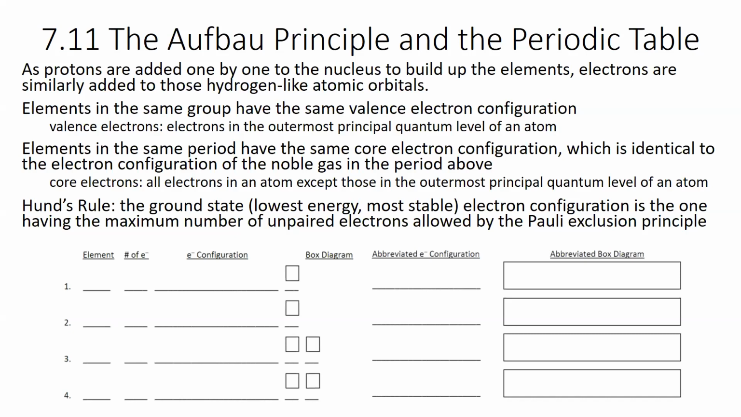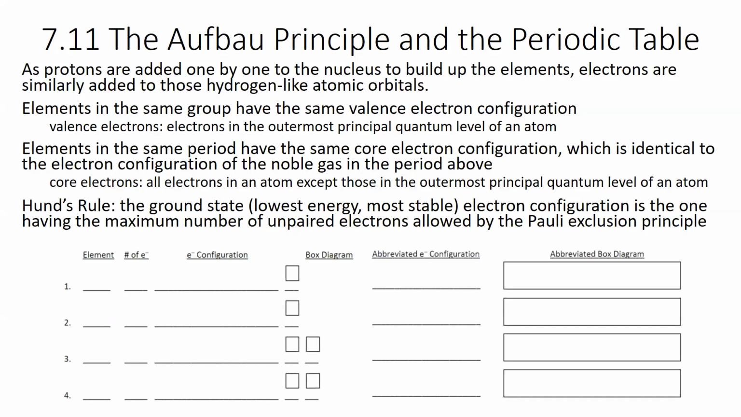So, to begin with this, a lot of writing on this chart. We'll get through the writing and then we'll start to do some of these electron configurations. Okay, so what we're going to do now, we're going to look at the Aufbau principle and the periodic table, okay?